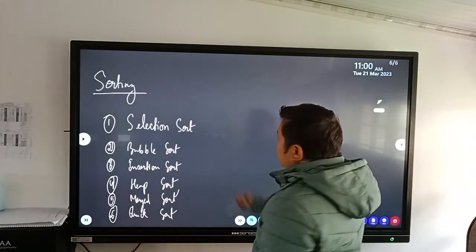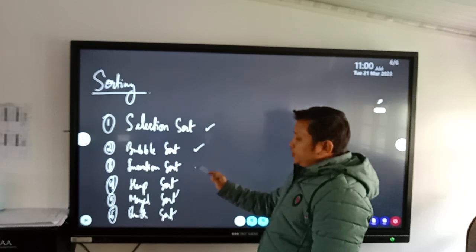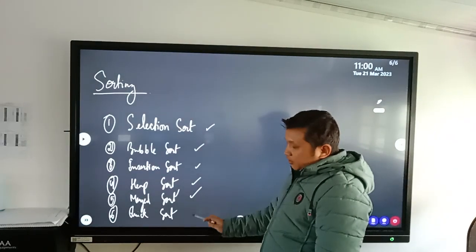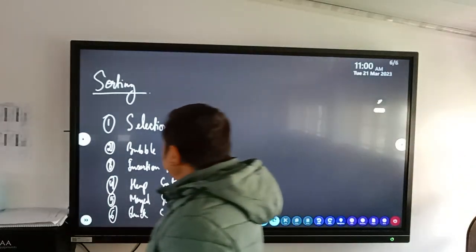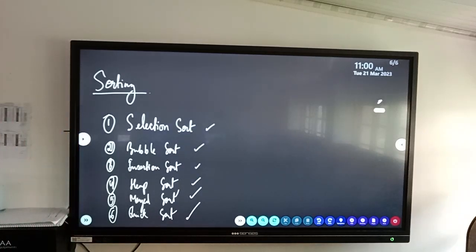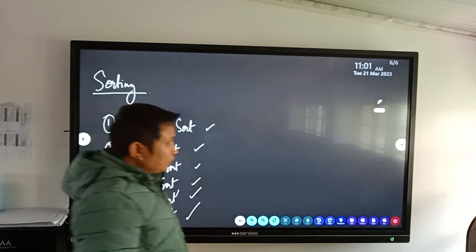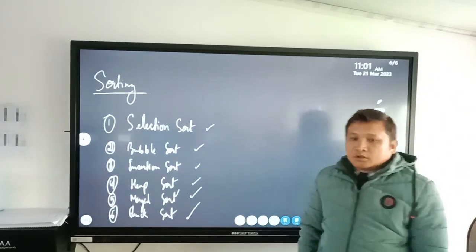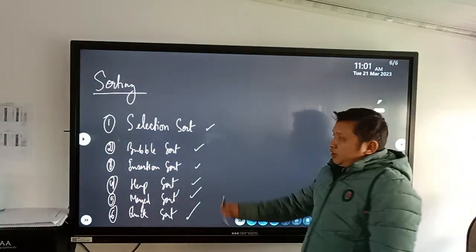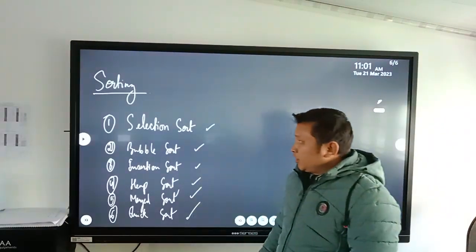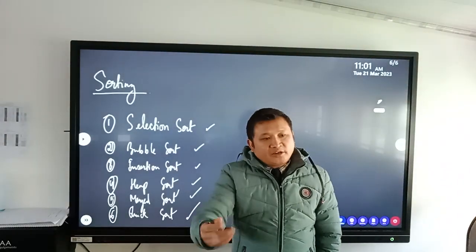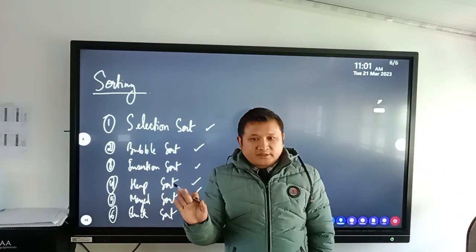Types of sorting: selection sort, bubble sort, insertion sort, heap sort, merge sort, and quick sort. Okay, there are various types, six types of sorting I have given. In your professional life, you can learn any of them, and you can continue with that.